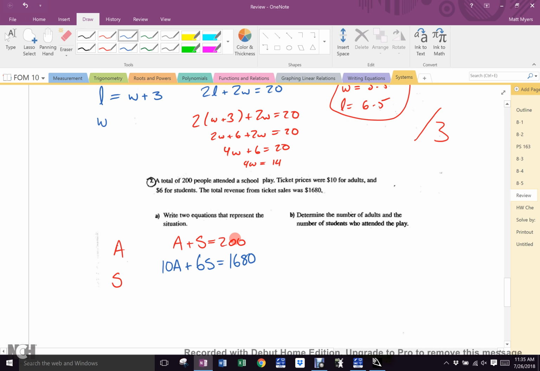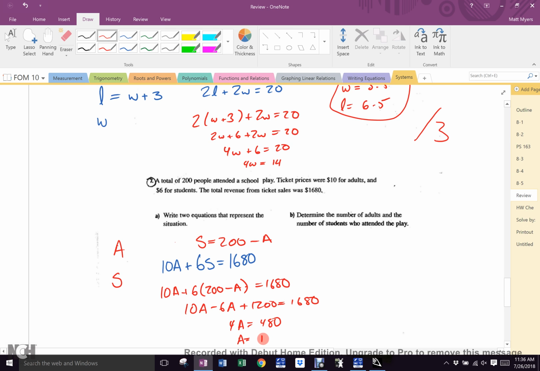There's your equations, then you solve it. I, of course, would do S equals 200 minus A. 10A plus 6 times 200 minus A equals 1680. 10A minus 6A plus 1200 equals 1680. 4A equals 480. A equals 120. How many adults went to the play? Adults equals 120. How many students went to the play? 80 for 3 marks.